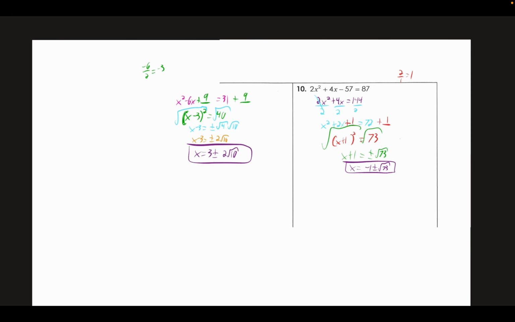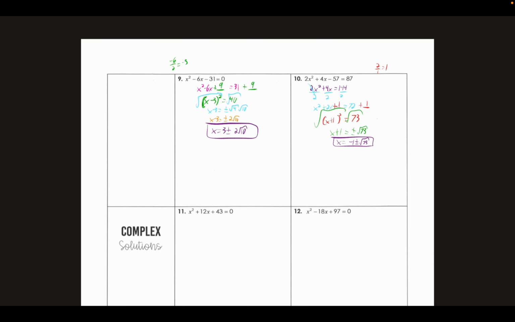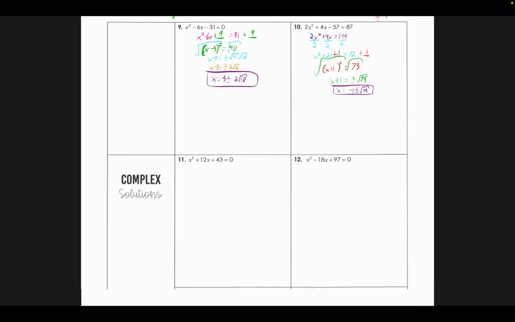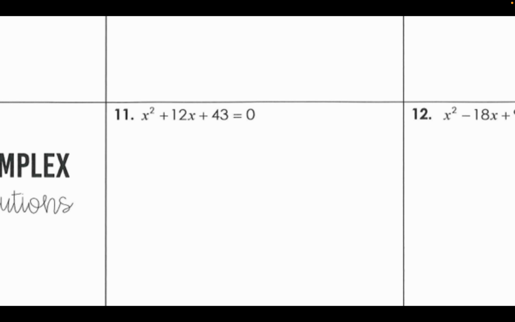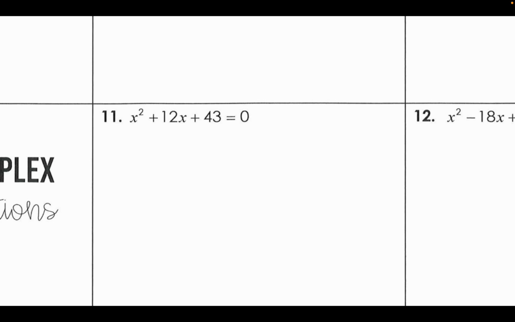Starting with number 11 through 14, we're going to get complex solutions, which technically all of these solutions have been complex because every number is a complex number. However, these are specifically complex because you're going to have imaginary solutions. These are going to get square roots of negative numbers. So on number 11, we'll start by subtracting 43, and I get x squared plus 12x equals negative 43, adding in the plus blank.